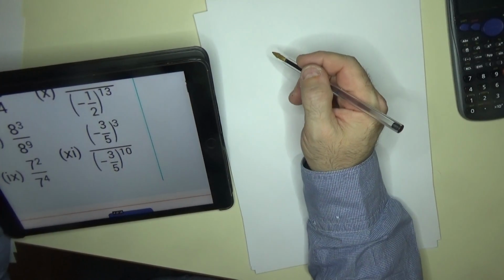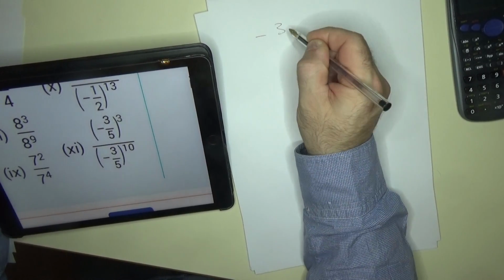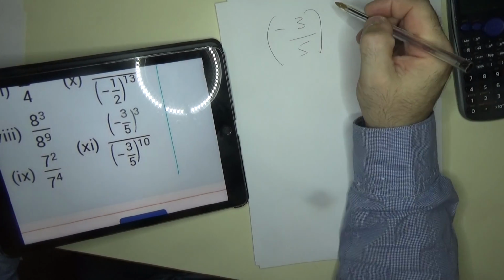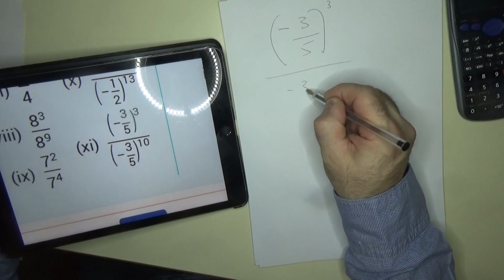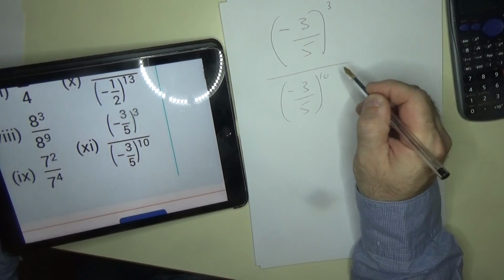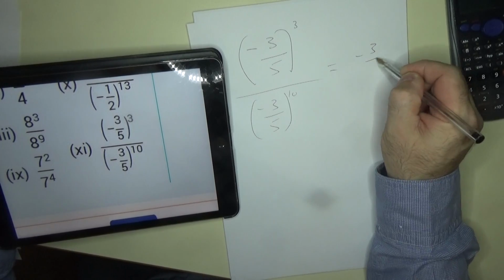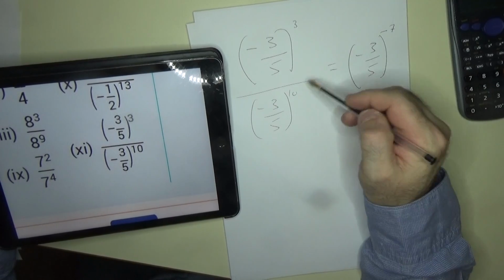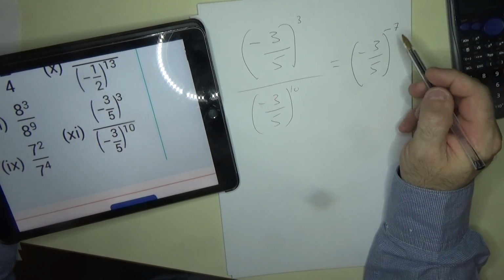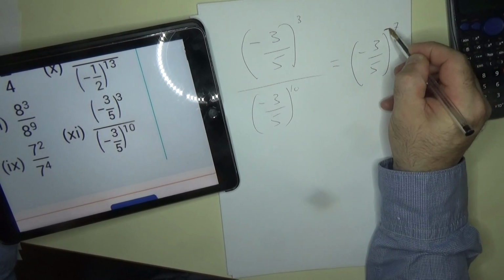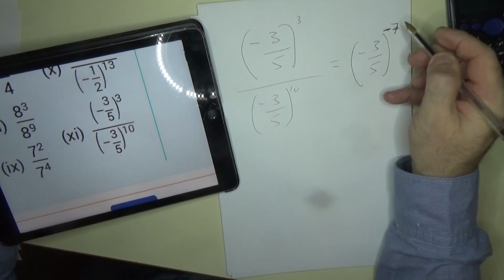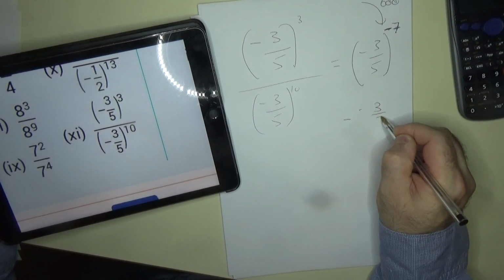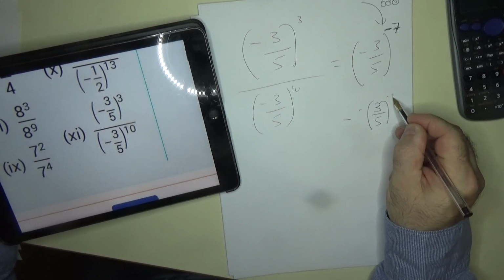Now overall, we have minus 3 fifths in a bracket to the 3 over minus 3 fifths in a bracket to the 10, which is minus 3 fifths all to the power of minus 7. Now, the negative survives. It doesn't matter if this is minus 7 or plus 7, it's odd. So this is now minus 3 fifths itself to the power of negative 7.